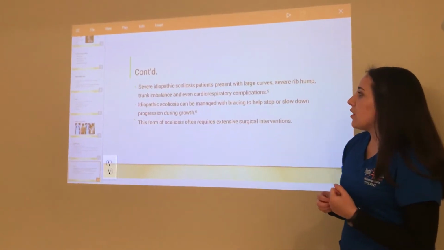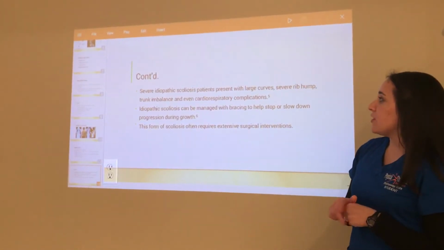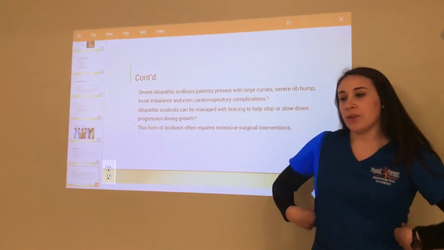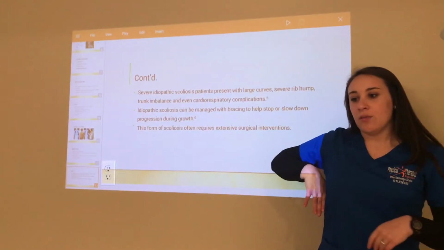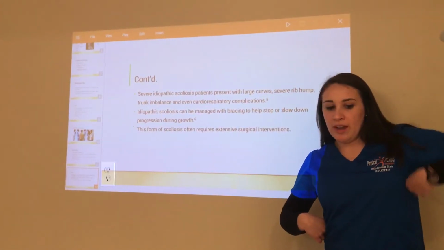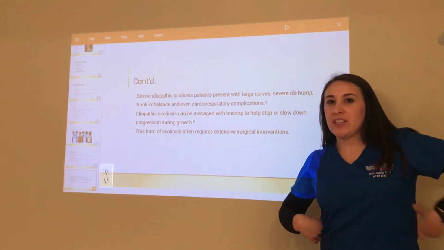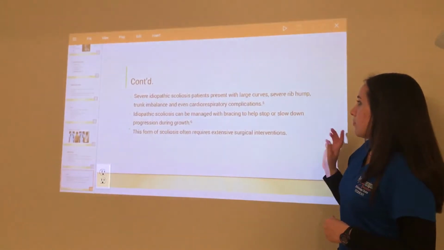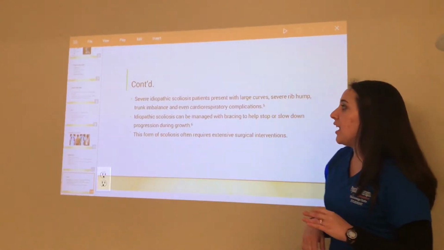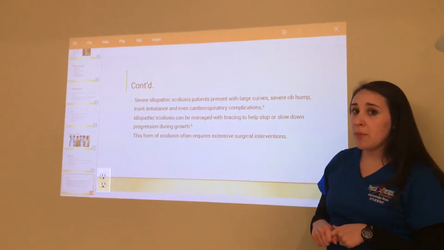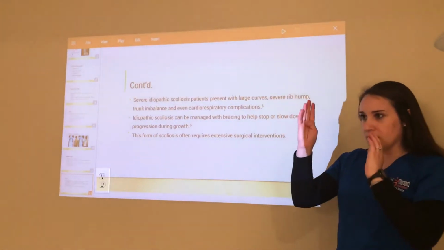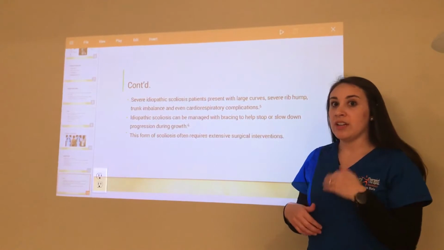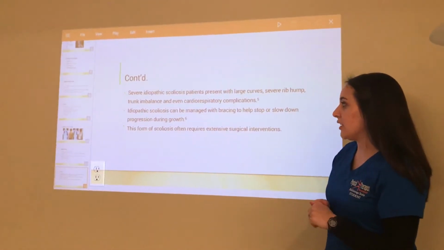Severe idiopathic scoliosis patients present with large curves and severe rib humps. A rib hump is kind of like, even though the torso will be to the right or left, whichever side they're leaning towards will have this rather large hump. It looks like the ribs, but it's really just because they're poked out more on that side. They'll have severe trunk imbalance, and they'll even have cardiorespiratory complications due to that leaning or curvature of the spine. It forms compression on your lungs and your heart, which causes those complications.